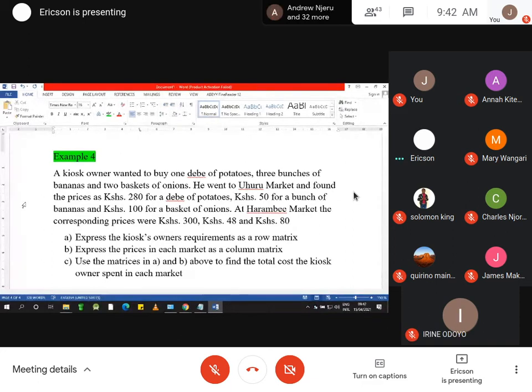The question asks you to express the kiosk owner's requirements as a matrix, express the prices as a matrix, and then use the matrices in A and B above to find the cost the kiosk owner spent on each market. Take note of the keywords.